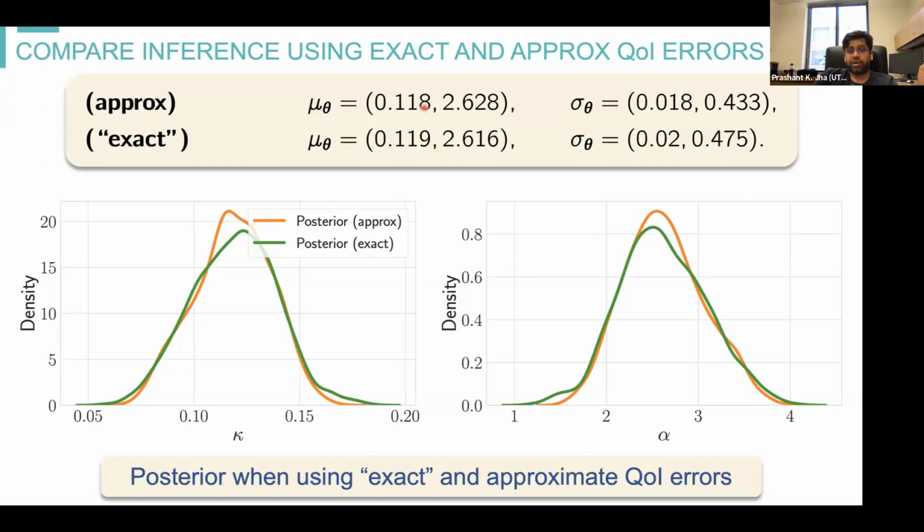And we can also look at numbers. Here, it's the mean of those unknown parameters in the high fidelity model, kappa and alpha, between these two methods. One is the approximation of the quantity of interest error. The other is exactly computing that, and they are very close to each other. So this is something we tried in our JCP paper, and this is what led to the approach I'm now going to describe with regard to neural operators.